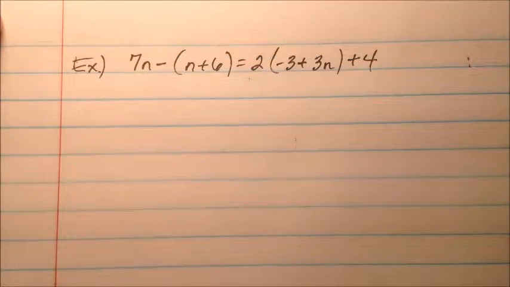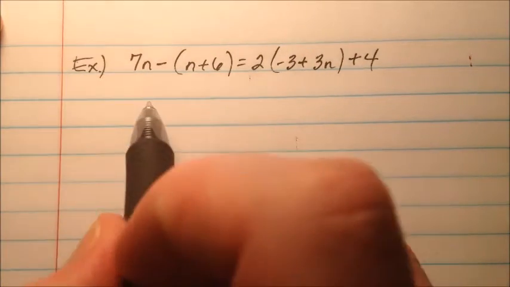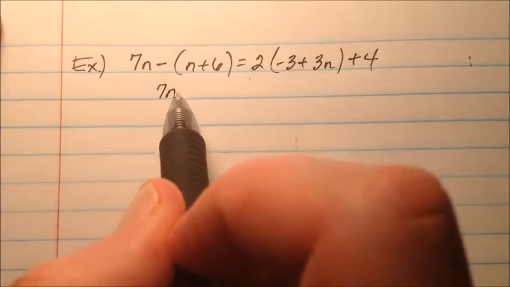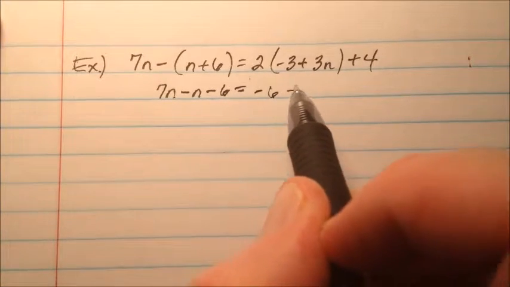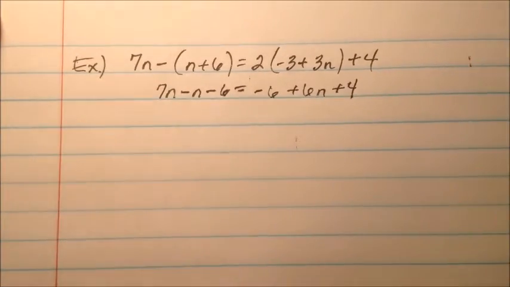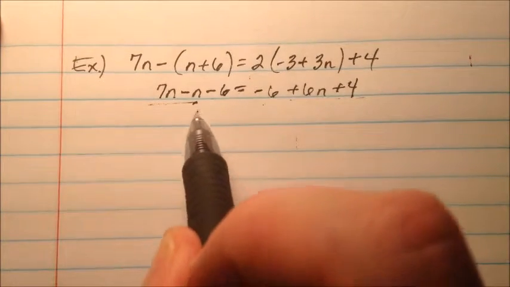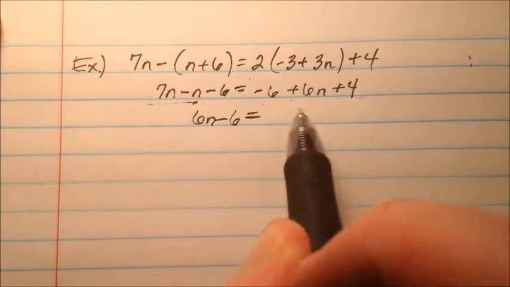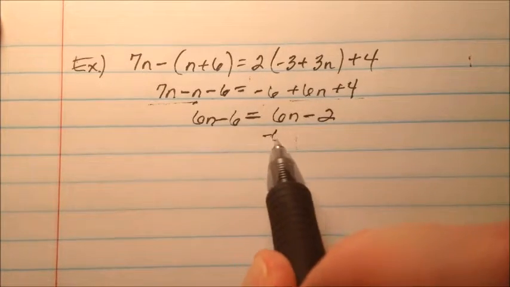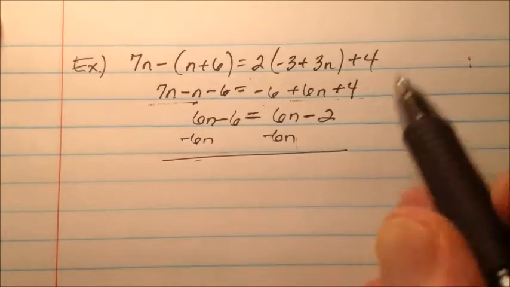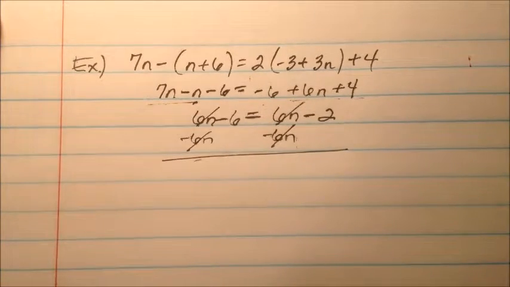In our second example, we have another multi-step equation. Let's go ahead and work this out. We'll distribute first and then combine like terms on both sides. So 7n minus n minus 6 when we distribute, equals negative 6 plus 6n plus 4. Combine like terms here and then over here. It looks like 6n minus 6 equals 6n minus 2. When we subtract 6n from both sides to get those n's together, they cancel from the right. But it looks like they cancel from the left as well.